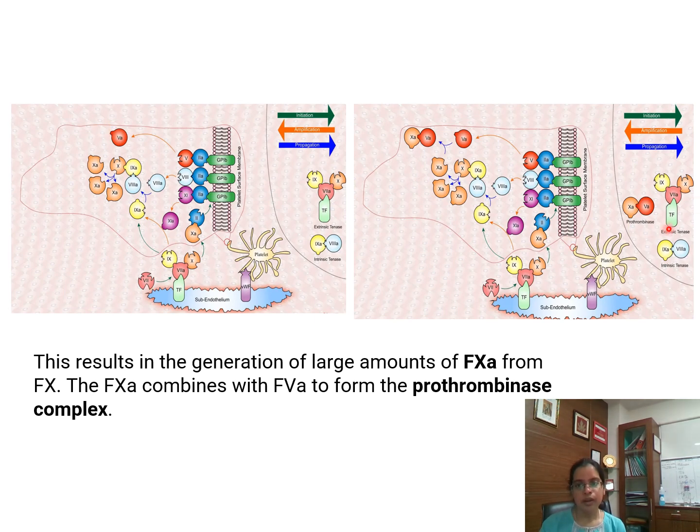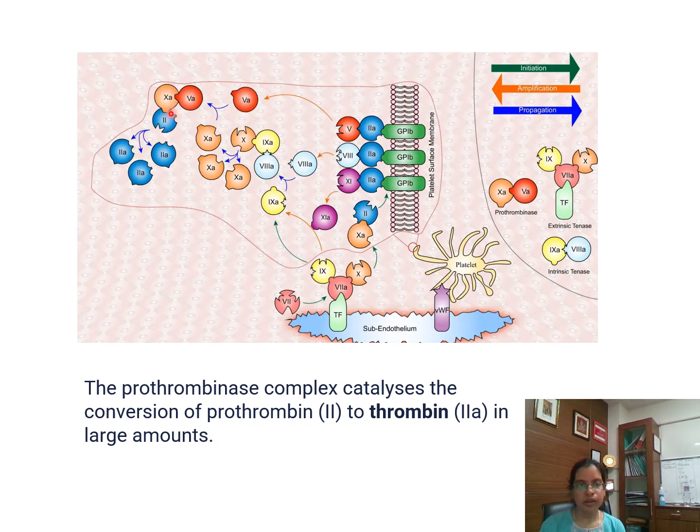So just a small revision: extrinsic kinase consists of tissue factor, factor 7, factor 9 and factor 10. This will cause conversion of factor 10 to 10A. Now intrinsic kinase consists of activated factor 9A and activated factor 8A. And prothrombinase is 10A and 5A. Now this 10A and 5A will form the prothrombinase complex, which will cause conversion of prothrombin to thrombin, that is factor 2 to activated factor 2A.